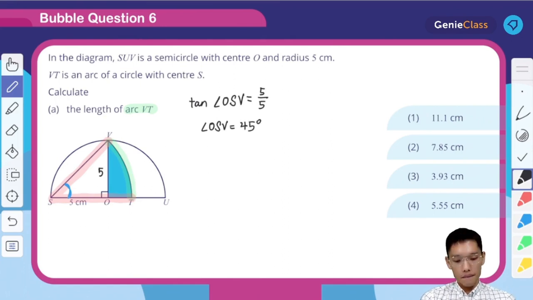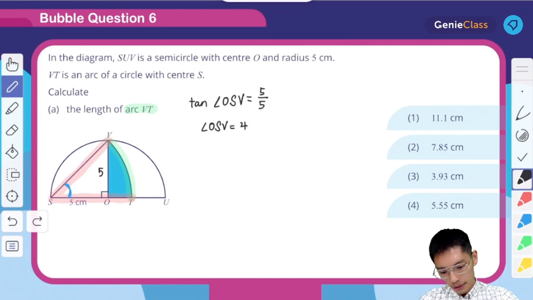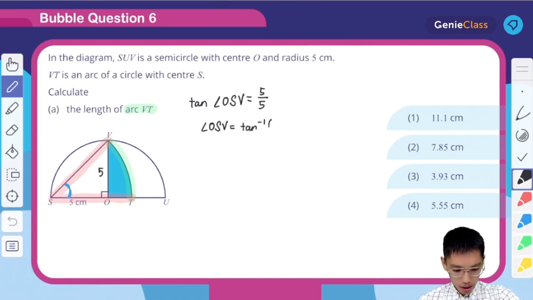Now from there, what can we do? Or how do we find 45 degrees? I hope you realize it is tangent inverse of 1. You can use your calculator. It will give you 45 degrees.